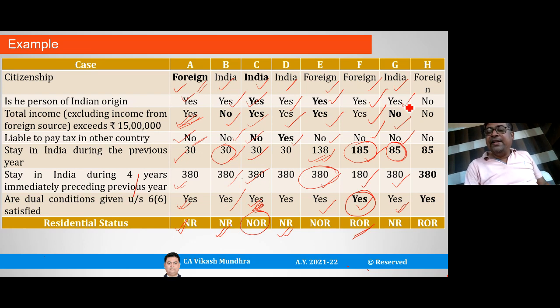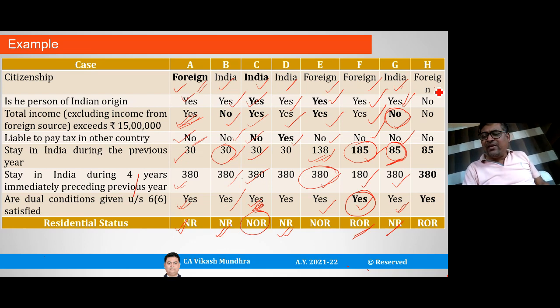He is a person of Indian origin or an Indian citizen. His income does not exceed rupees 15 lakh. Hence, the modified version, that is 182 days plus 365 days, is applicable. His stay is only for 85 days during the particular previous year. Hence, neither condition number one nor condition number two is satisfied, hence his residential status is not resident, non-resident.